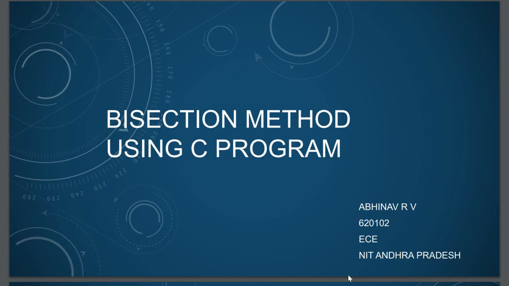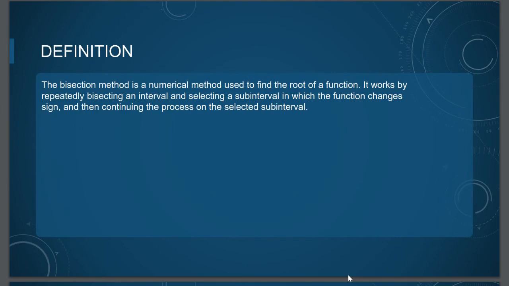In this video, I'm going to discuss the bisection method using a C program. So let's start with the definition. The bisection method is a numerical method used to find the root of a function. It works by repeatedly bisecting an interval and selecting a subinterval in which the function changes sign, and then continuing the process on the selected subinterval.